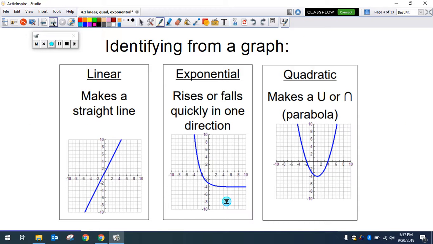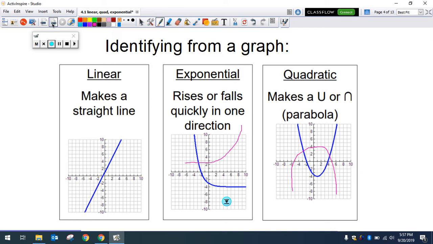If it's a straight line, it's linear. If it quickly rises or falls, it's going to be exponential. You also need to make sure you know, we're going to talk about the difference between exponential growth and exponential decay. And it's pretty easy. If it goes down, it's exponential decay. If it goes up, like if you had a graph like this, that would be exponential growth. And then a quadratic makes a U. And it could be a U going up, or it could also be a U going down. Both of those are quadratics.